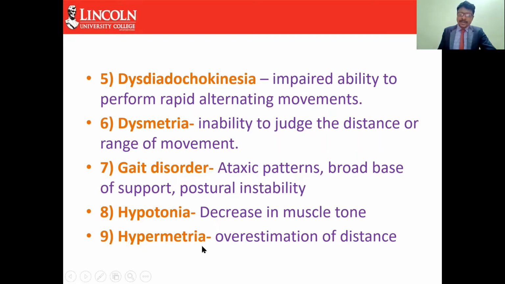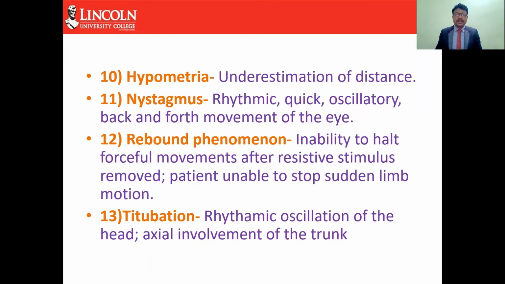Next one is hypermetria. Hypermetria means overestimation of the distance. Dysmetria means the inability to judge the distance, and here it is hypermetria. In hypermetria, even if the target is near, the patient overshoots the distance. The target is already there, but they cross the object. That is called hypermetria.